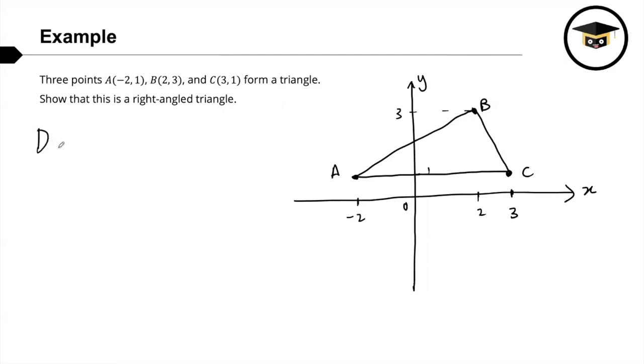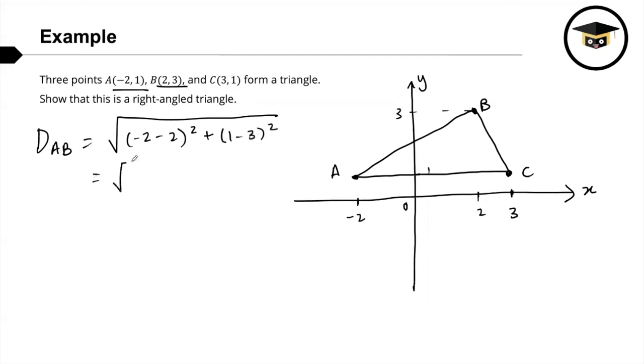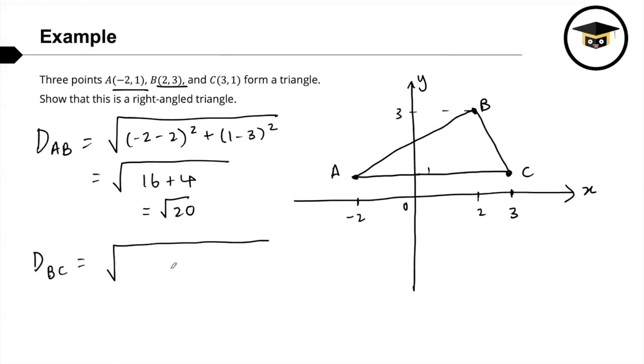So let's start with distance AB. So we use our square root distance formula. So we're going to be using this coordinate and this coordinate. I'm going to be doing A minus B. So that means -2 minus 2 all squared plus 1 minus 3 all squared, which is equal to 4 squared. So that is going to be 16 plus 4, which is root 20. And then we have distance of BC. So the distance of BC is going to be square root of 2 minus 3 all squared plus 3 minus 1 all squared.